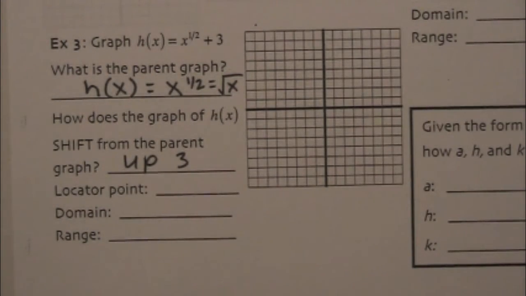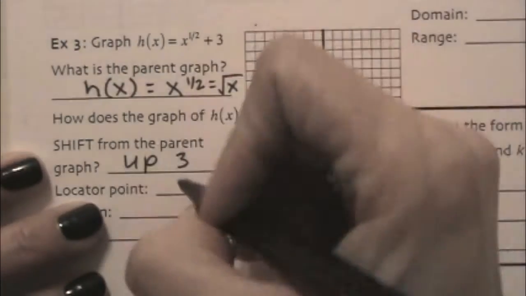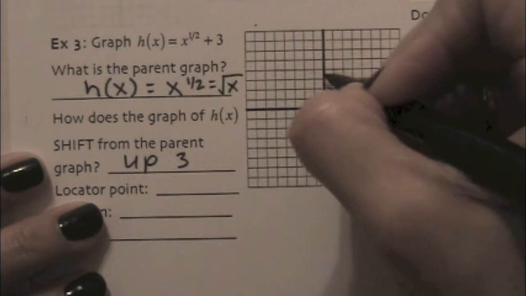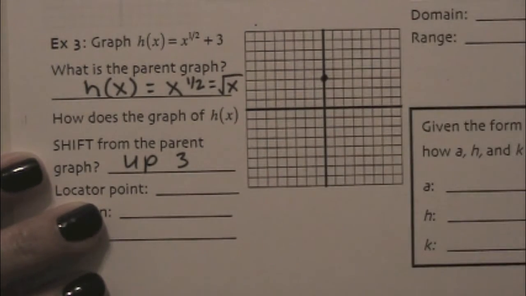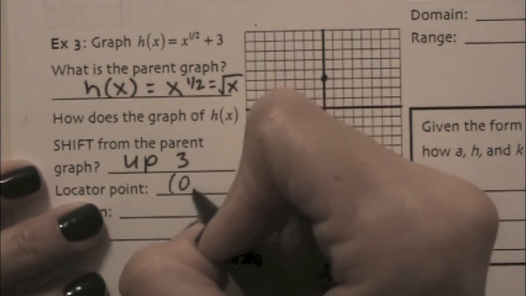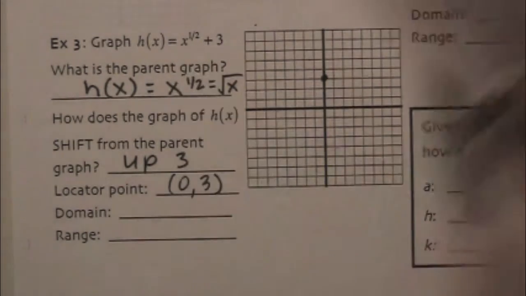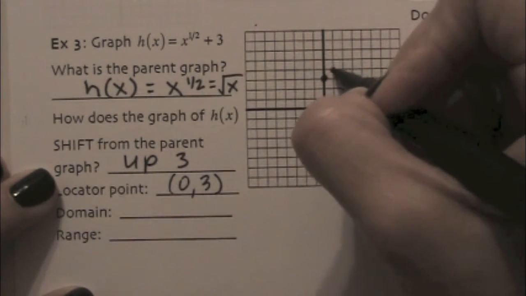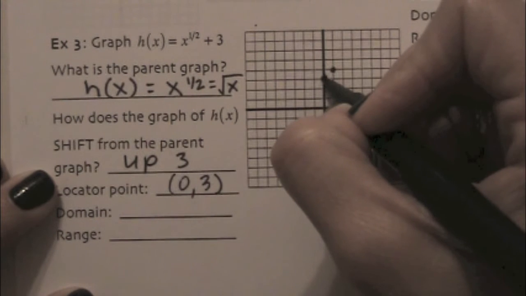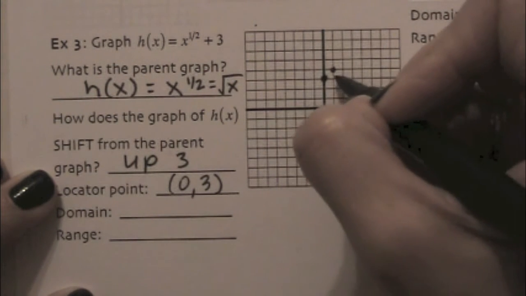So you're taking your original locator point that was 0, 0, and you're moving it up 3. So your locator point is 0, 3. And then we're following that same exact pattern of the square root of x. So we'll go right 1, up 1, go back to your locator point, and move right 4, up 2.